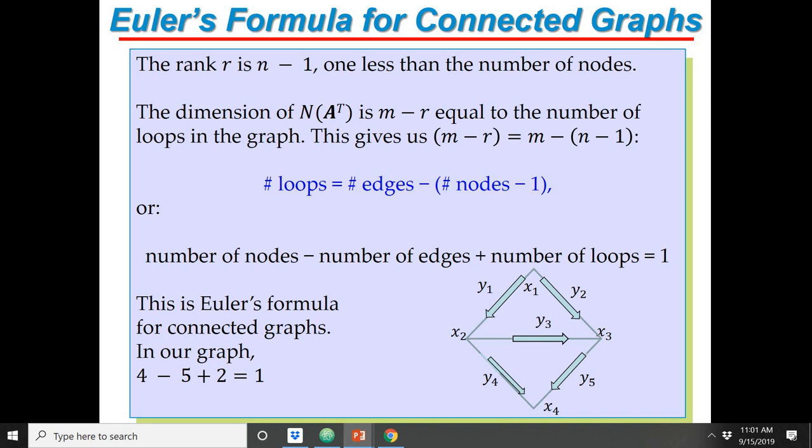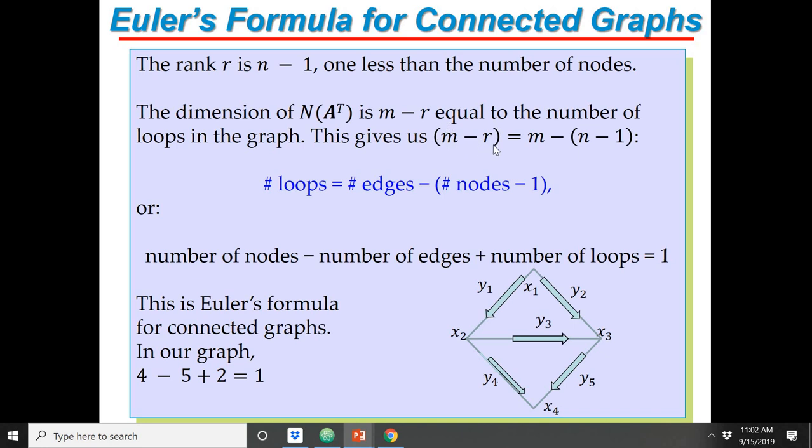So this is a fundamental equation that relates nodes, loops, and edges in connected graphs. And why is this related at all to our linear algebra conversation? Well, remember that the dimensionality of the left null space is M minus R. And in our problem, what is R? R is N minus 1. So the equation that you see here is literally Euler's formula.